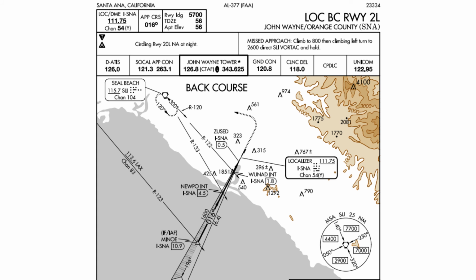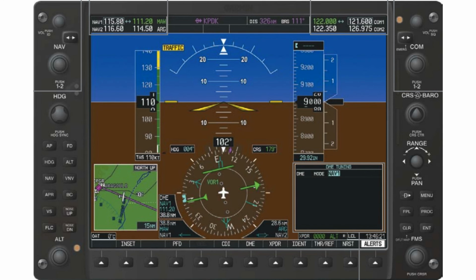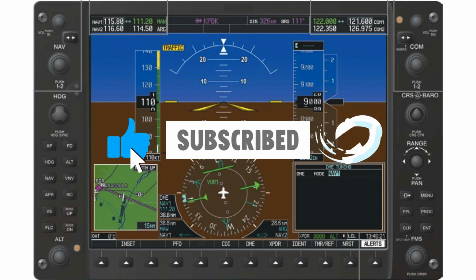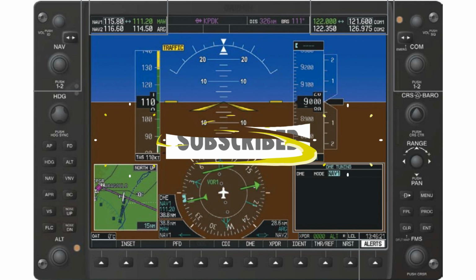That is why it's a good idea for pilots to become familiar with front and back courses with regards to VOR navigation. Fortunately, advanced avionics systems such as the Garmin G1000 have a back course mode so pilots do not get confused when flying localizer back course approaches.